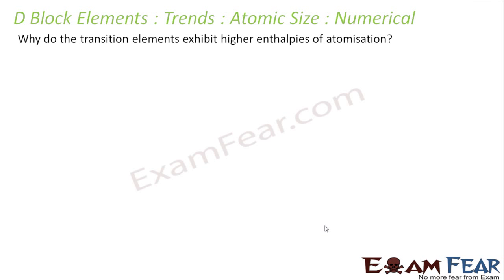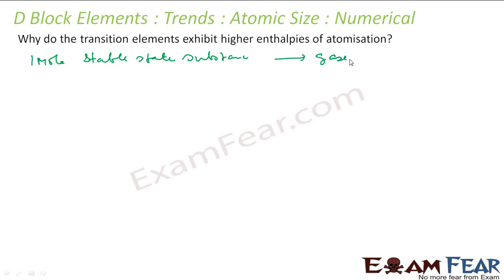Let's take one numerical on the atomic size. Why do transition metals exhibit higher enthalpy of atomization? So we have seen what enthalpy of atomization is. It is nothing but the energy required to convert 1 mole of a substance in its stable state to its gaseous state, right? When you talk about transition metals, it is normally solid. For example, iron solid to iron gas.